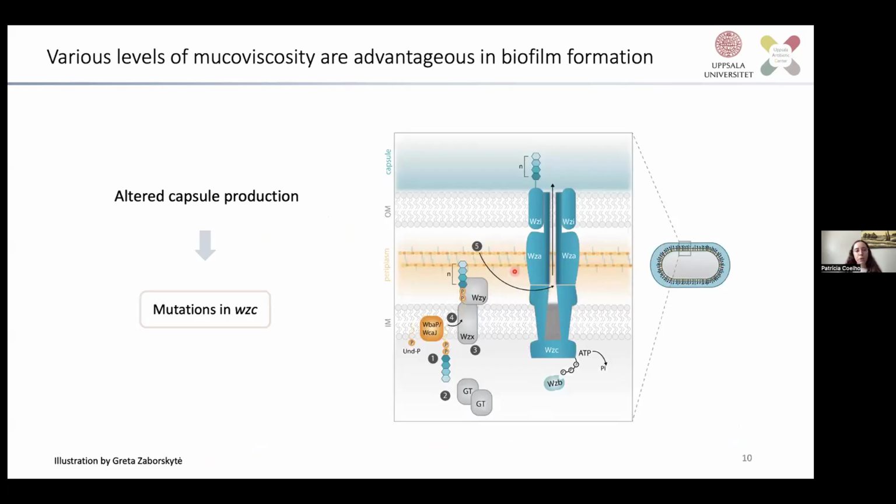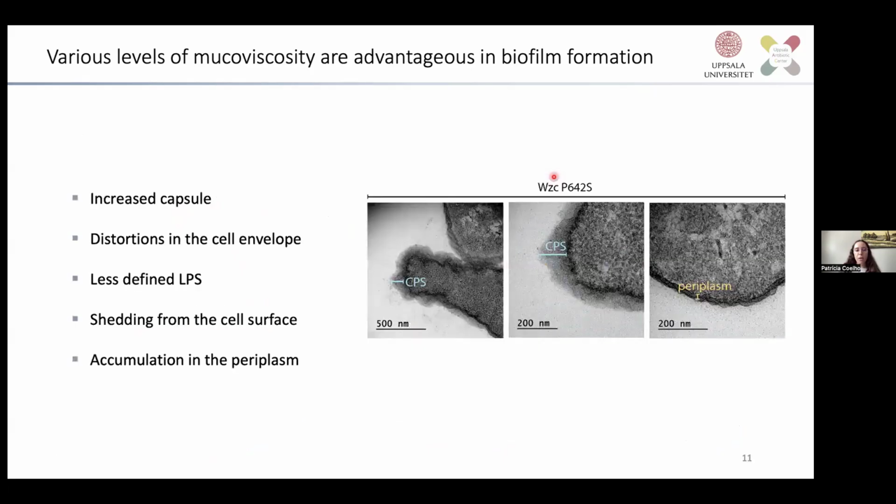Now looking at the mutants in more detail, starting with the capsule, we saw that this altered capsule production was due to mutations in WZC. So we have a WZC protein here, and it is responsible for the polymerization and export of capsule polysaccharides to the outside of the cell. And we saw that these mutants have an increased capsule production, usually overproduction of capsule.